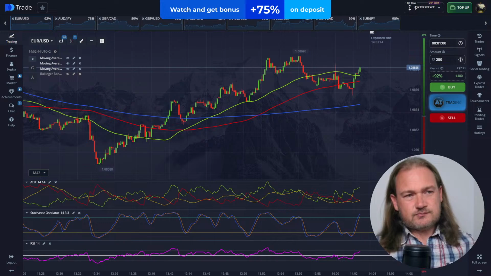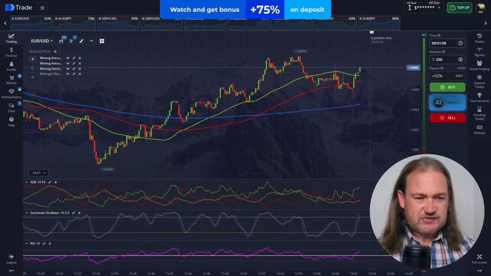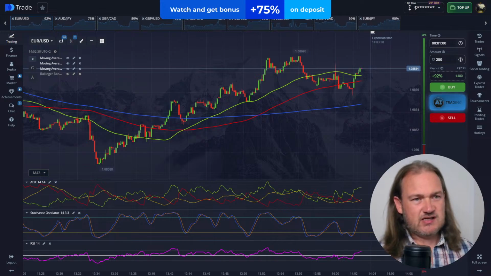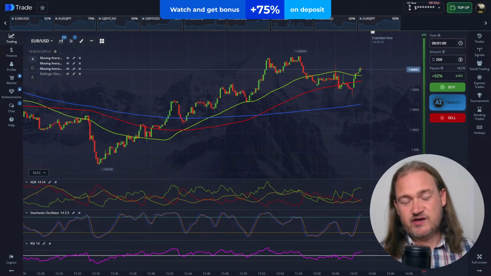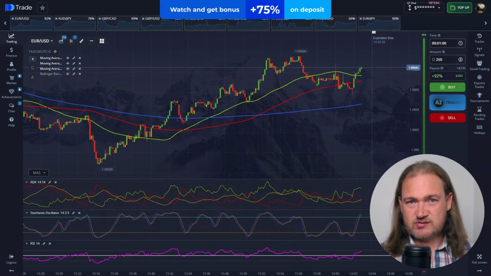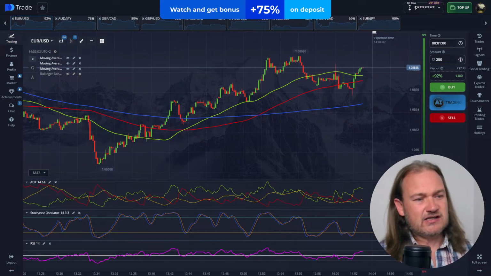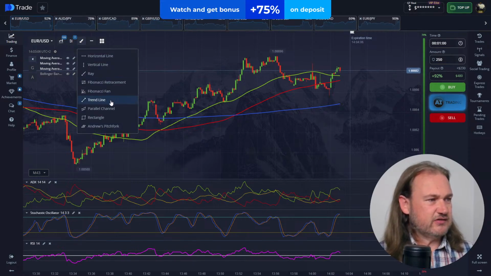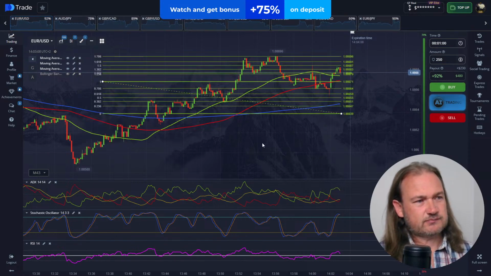Okay, so Fibonacci lines cannot be used as a strategy by itself. It's very useful though to identify areas where you could get potential trade entries for your strategy, whatever it is that you are using. So let's have a look at how we set up the Fibonacci retracements.